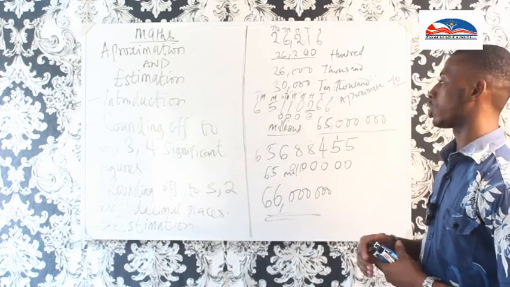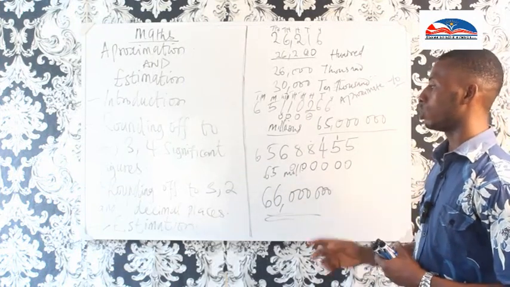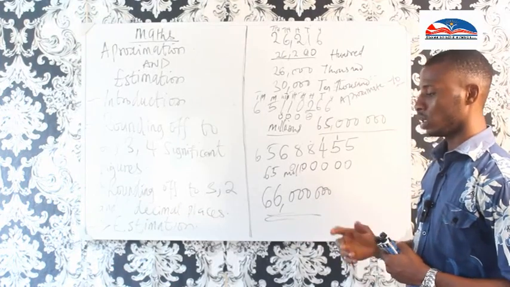Okay, let us talk about rounding off numbers to 2, 3, 4 significant figures.